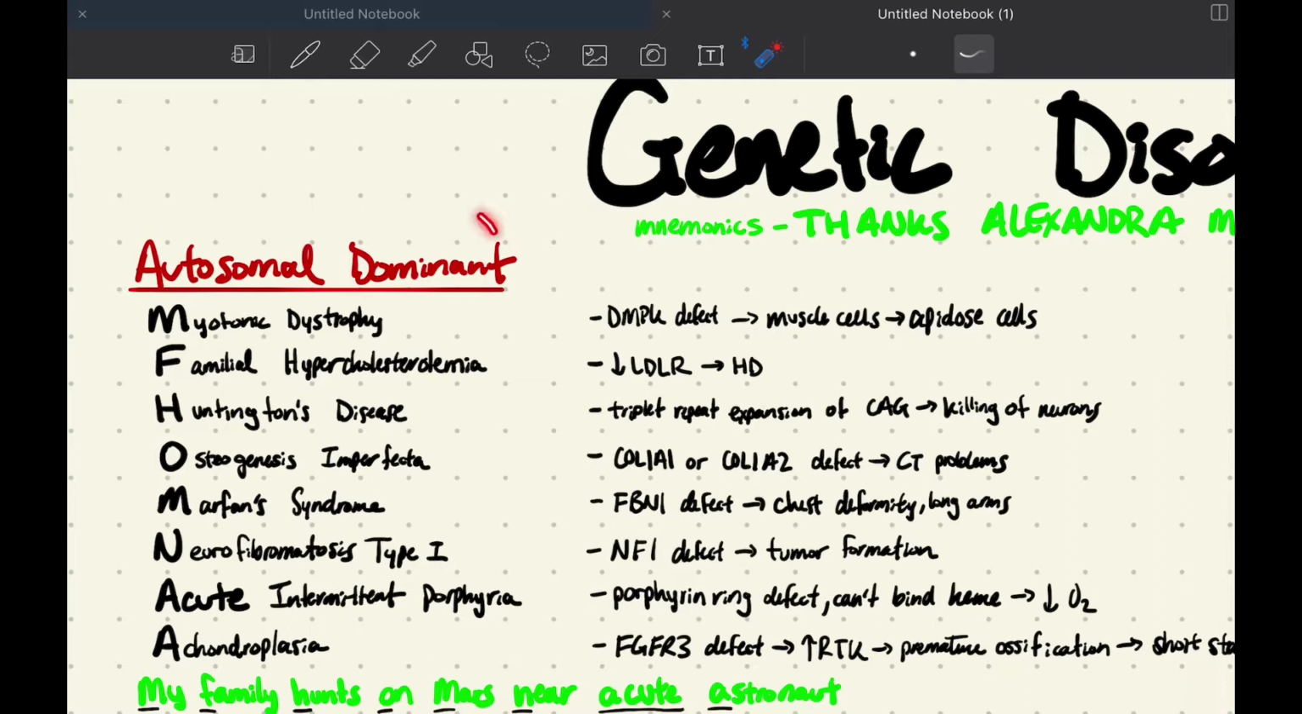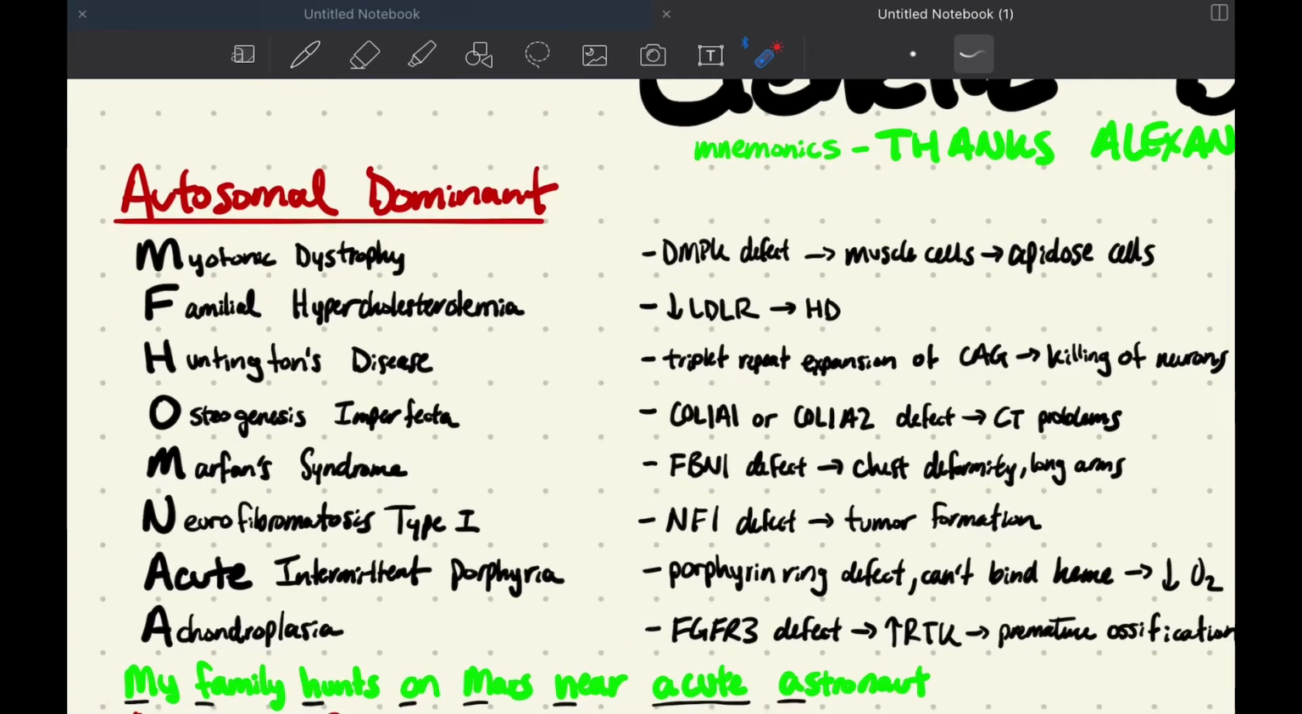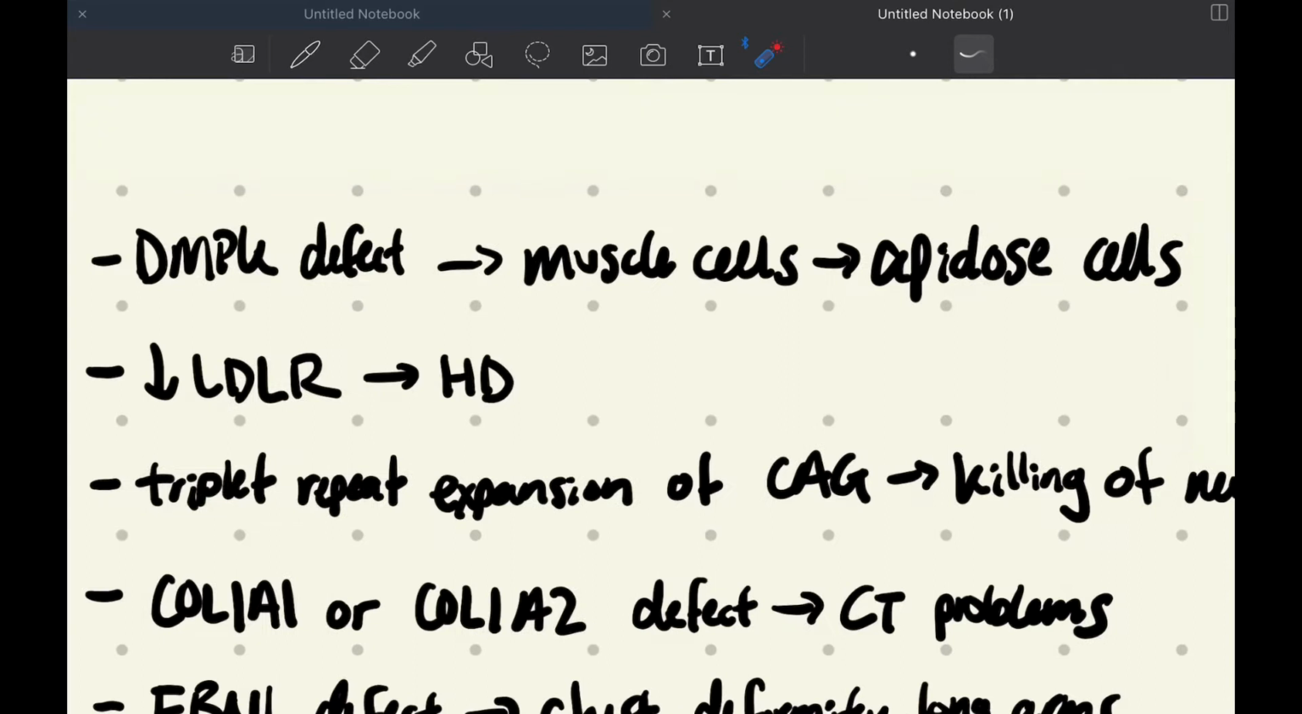So let's first talk about your autosomal dominant disorders, and the mnemonic is going to start with "My family hunts on Mars and you're a queer astronaut." So the "my" stands for myotonic dystrophy. That's basically a DMPK defect in your genes that's going to result in your muscle cells turning into adipose cells. So as you can imagine, that can have a lot of different effects on your body.